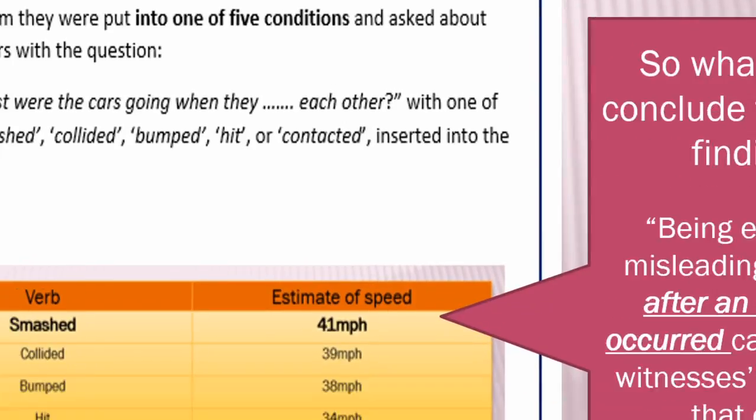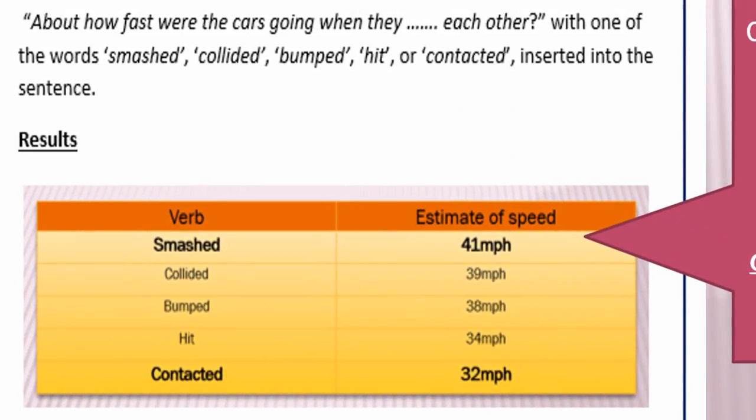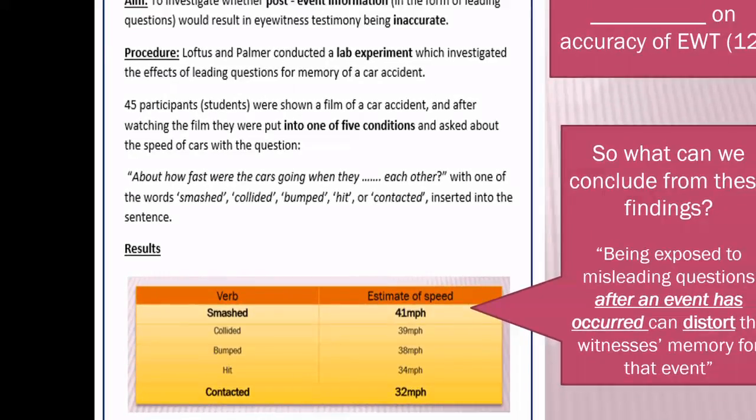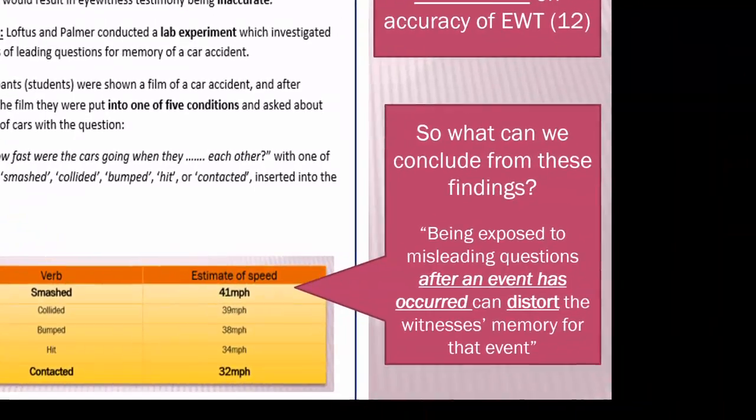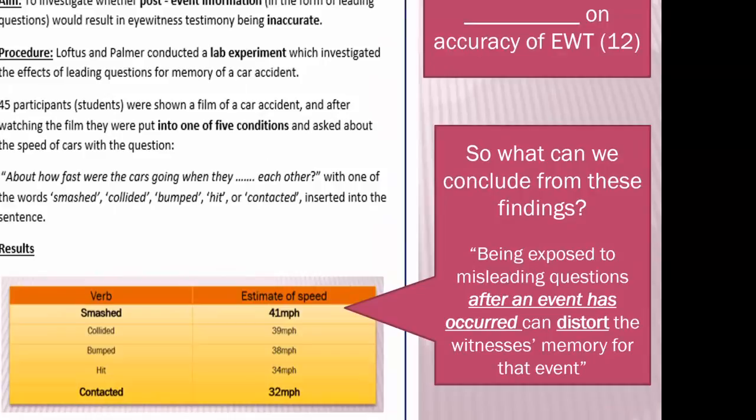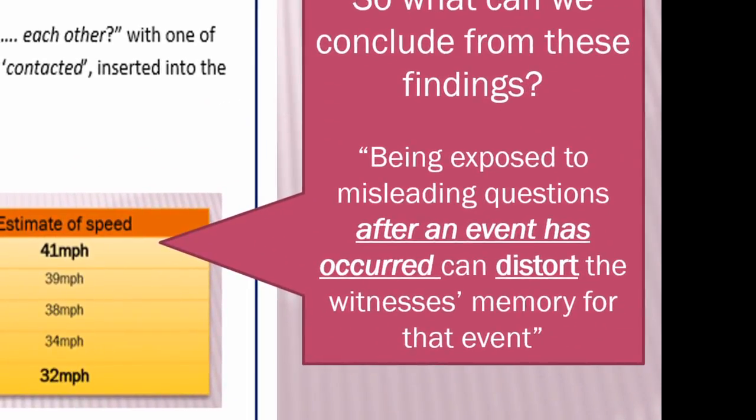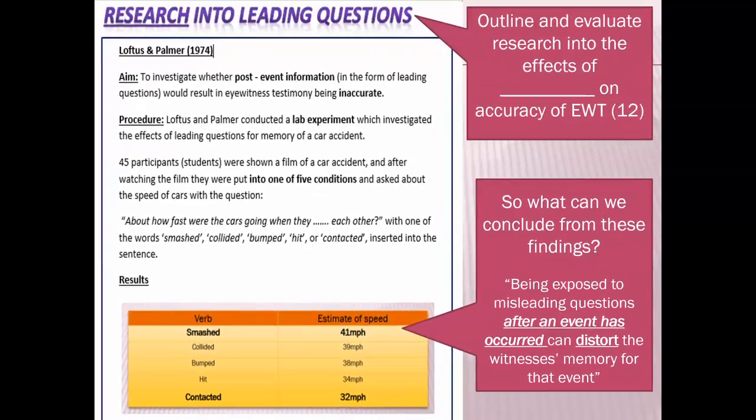If we have a look at the findings, you can see the different speed estimates. For the smashed condition, they had a much higher speed estimate of 41 miles per hour. Then we need to compare that directly to the contacted condition, which had a lower speed estimate, lower by 9 miles per hour, of 32. In terms of your exam, you need to know these 5 different words, but you only really need to know the findings for those 2 conditions, because from those findings we can conclude that being exposed to a misleading question after an event has occurred can, as we presumed, distort the witness's memory for that event. So that's our first piece of research from Loftus and Palmer.